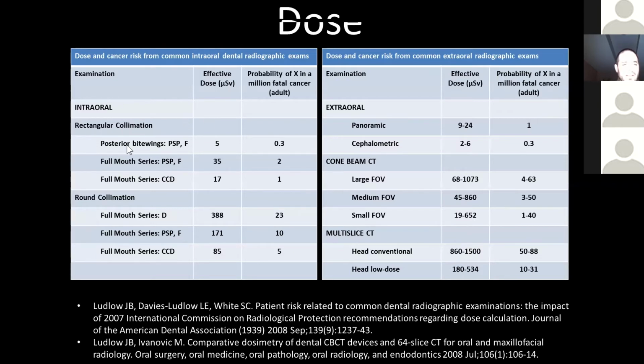If we look at some other intraoral exams, you can have comparative numbers, and for the sake of time, I'll just point out a couple interesting ones here. Just by going from round collimation to rectangular collimation, if we take our full mouth series here, for example, you can cut your dose down quite a bit. So if you're very serious about sparing dose in your office, be serious about using rectangular collimation.